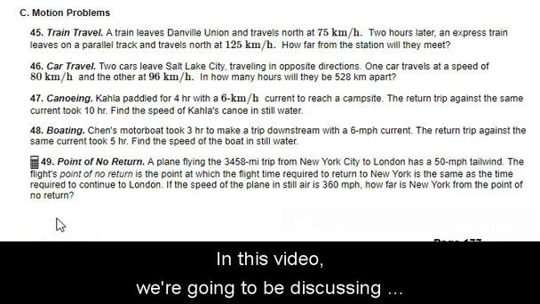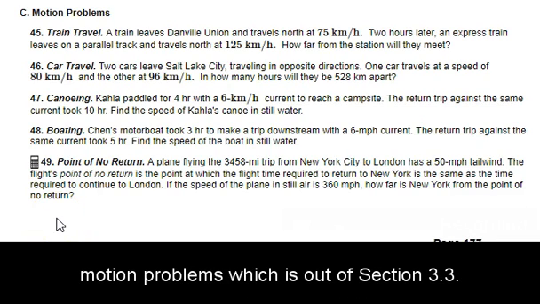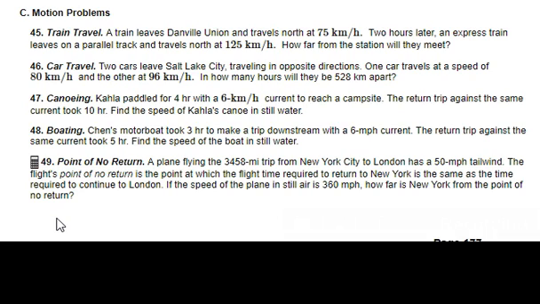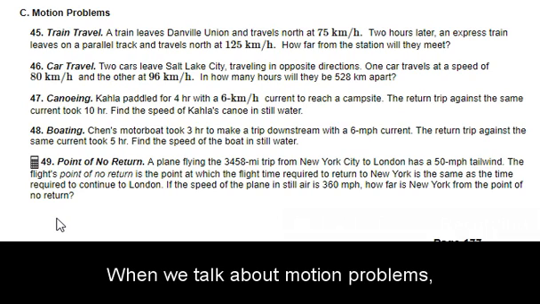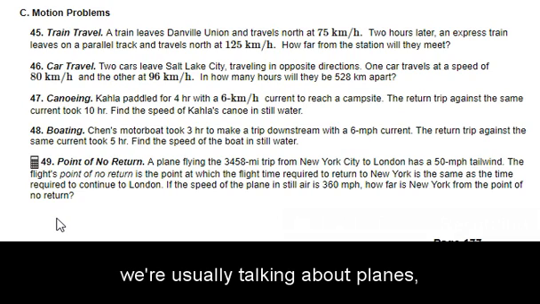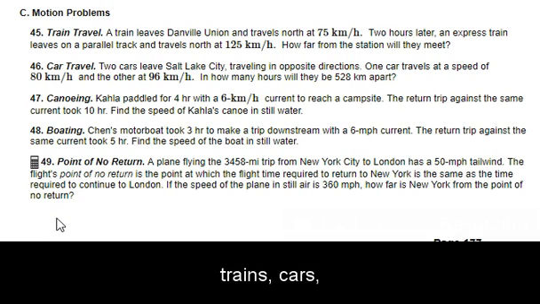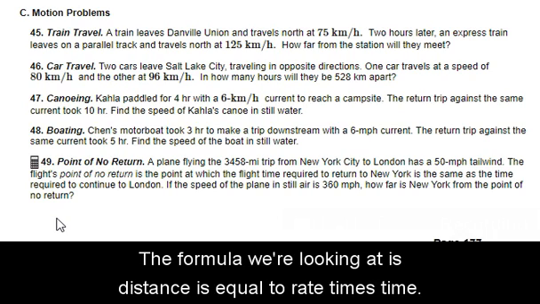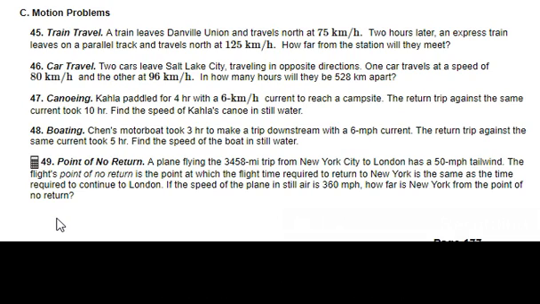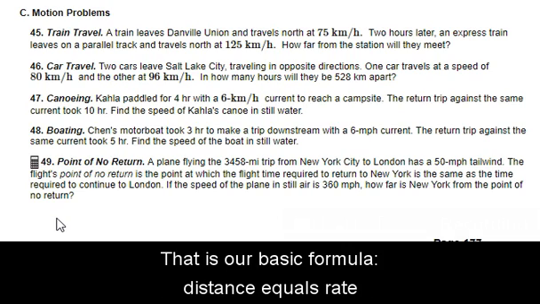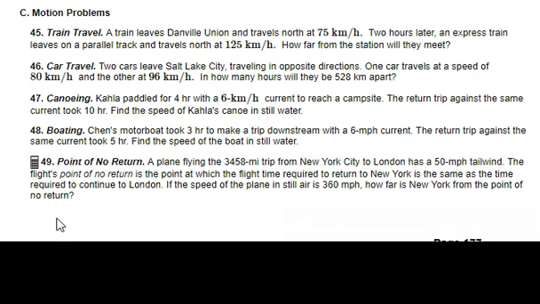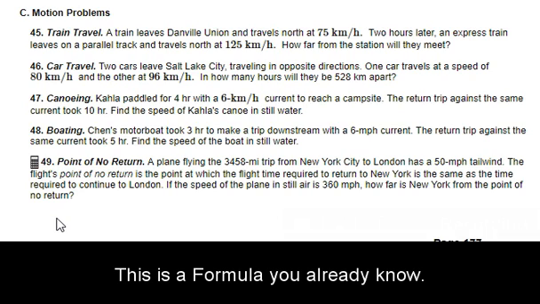In this video, we're going to be discussing motion problems, which is out of section 3.3. When we talk about motion problems, we're usually talking about planes, trains, cars, anything that moves. So the formula we'll be looking at is distance is equal to rate times time. That is our basic formula. So distance equals rate times the time.